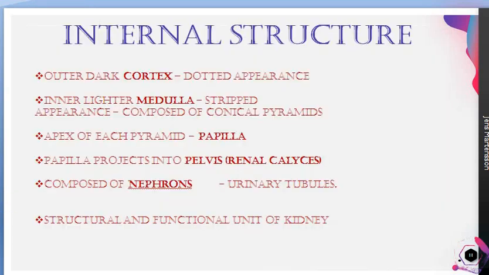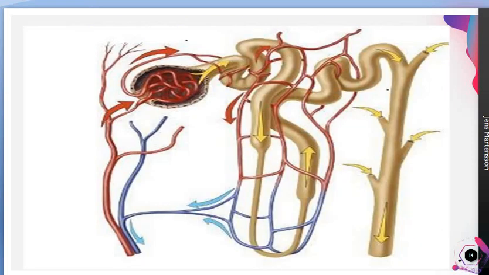The first one we learned is the internal structure of kidney, which has outer cortex, which is having dotted appearance. And what causes the dotted appearance? Now you can be very clear what causes the dotted appearance. Up to this part, glomerulus and proximal convoluted tubule is present in the cortex.